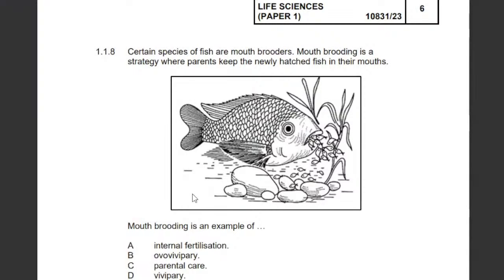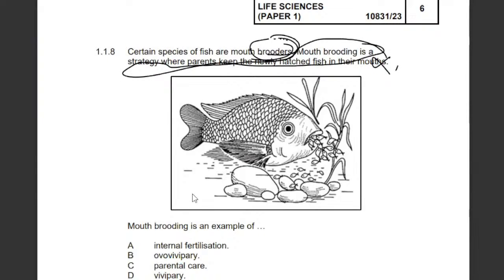So certain species of fish are mouth brooders. Brooders is like keeping the baby. You understand? When it hatches, you keep the baby until it is ready to face the external environment. So mouth brooding is the strategy where the parent keeps the newly hatched fish in their mouth. This is not related to reproduction at all. It's only related to care. You're trying to care for these young ones you have given birth to or you have hatched. You understand? Yes. So I say that.